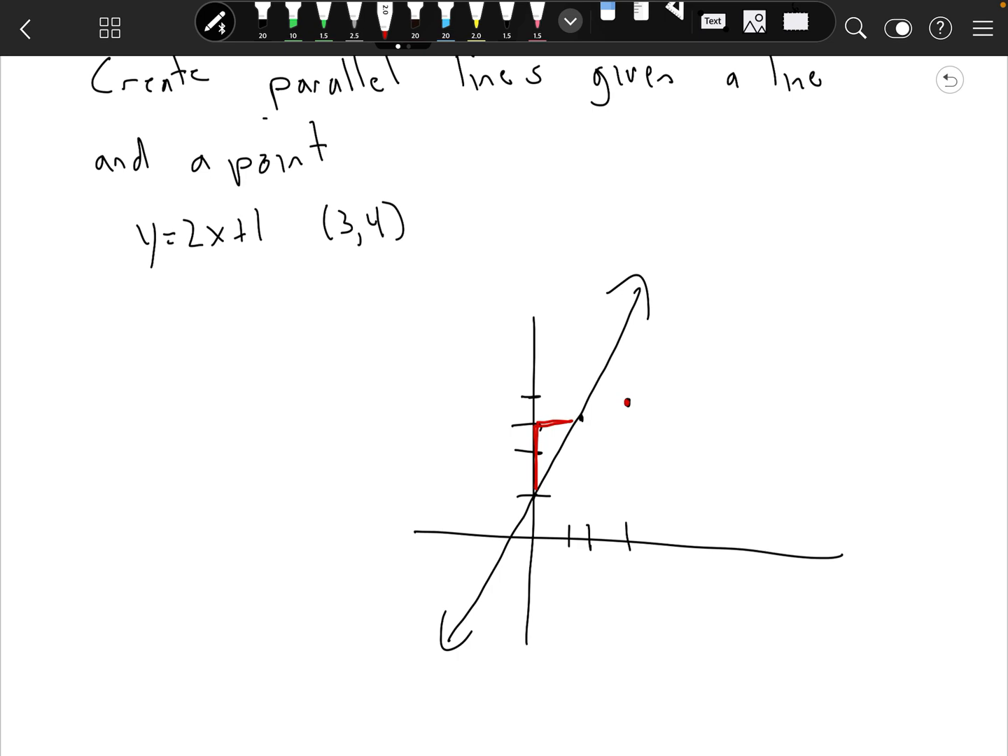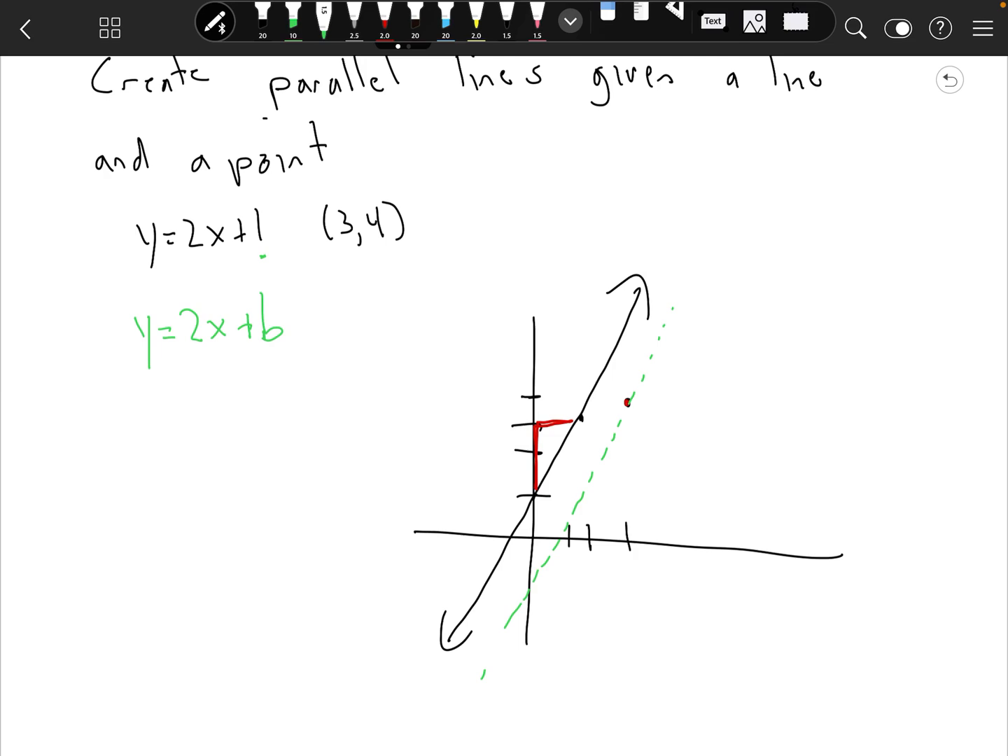One thing you might remember about parallel lines is they have the same slope. So I know that my line, which I'm going to do in green, is y equals 2x plus b. I know my y-intercept isn't going to be 1 like the first one, but I can borrow the slope of 2, because parallel lines have the same slope. So all I have to do is solve for b.